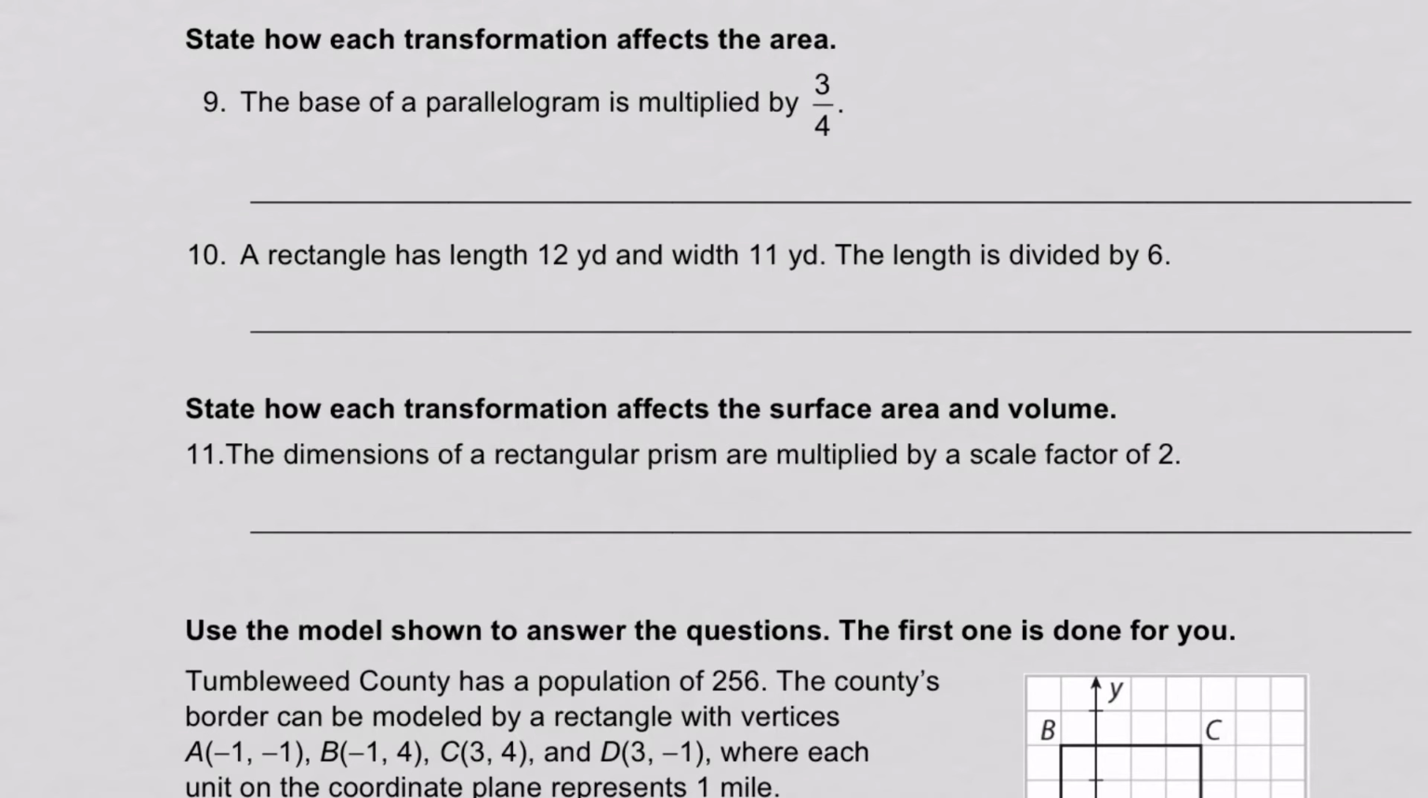Okay, let's move on to number 9. It says, state how each transformation affects the area. Number 9, the base of a parallelogram is multiplied by 3/4. Okay, now here's an important thing to remember. If you change any of the dimensions of a shape by any factor, you multiply it by something, what will happen to the area? It will change by exactly that same number.